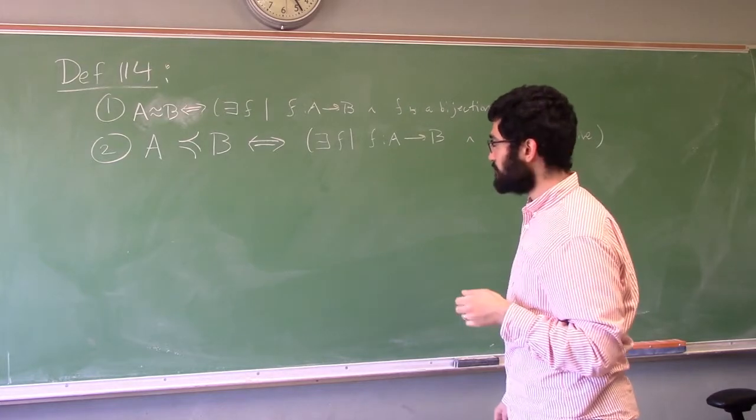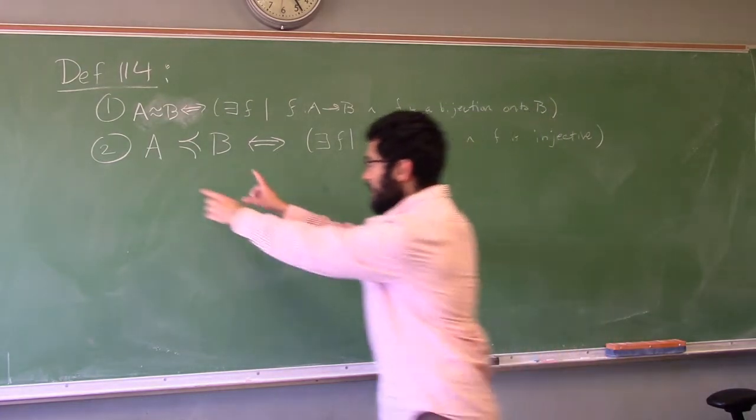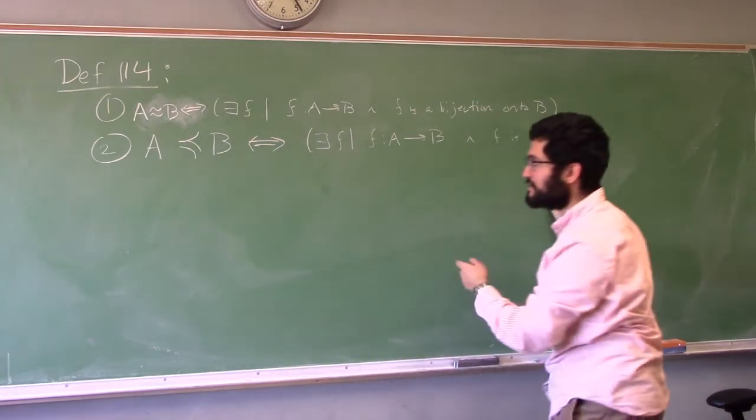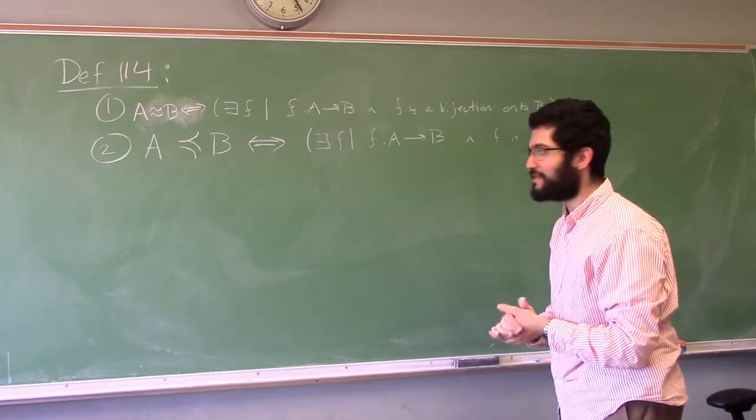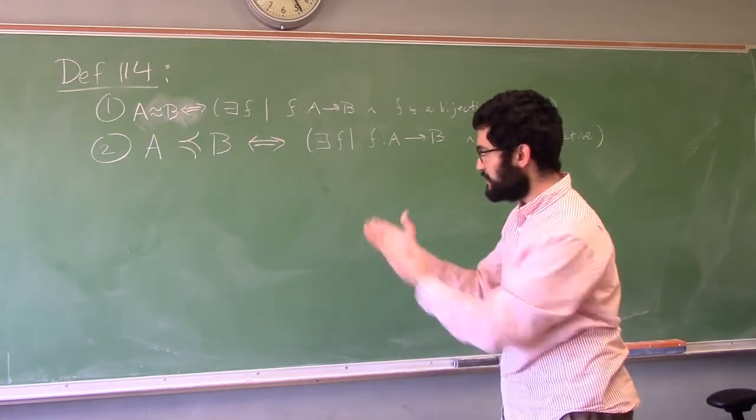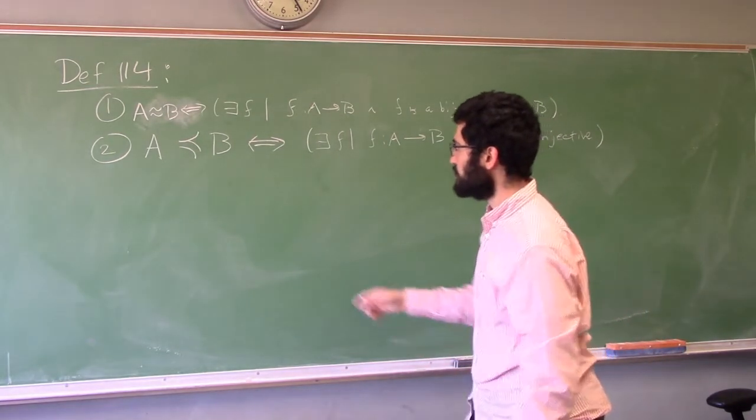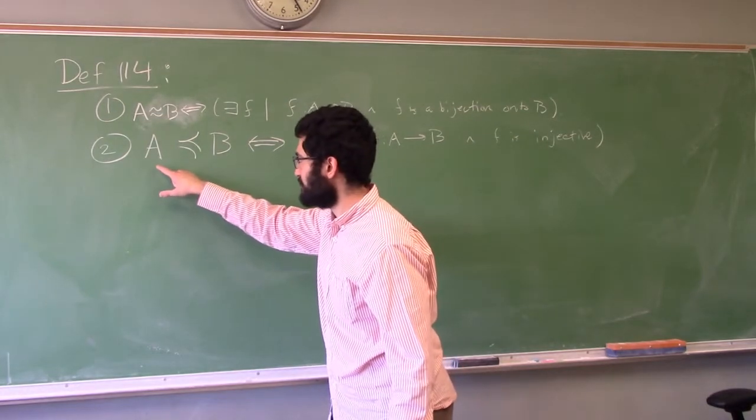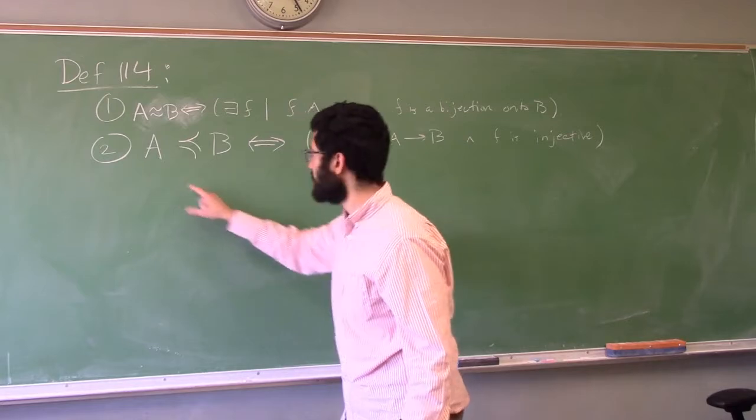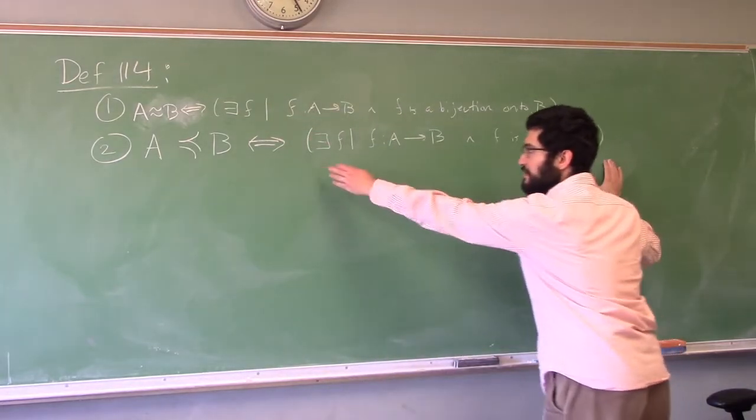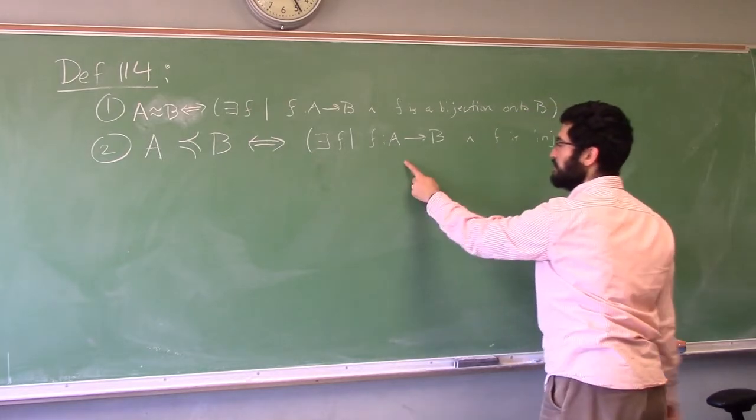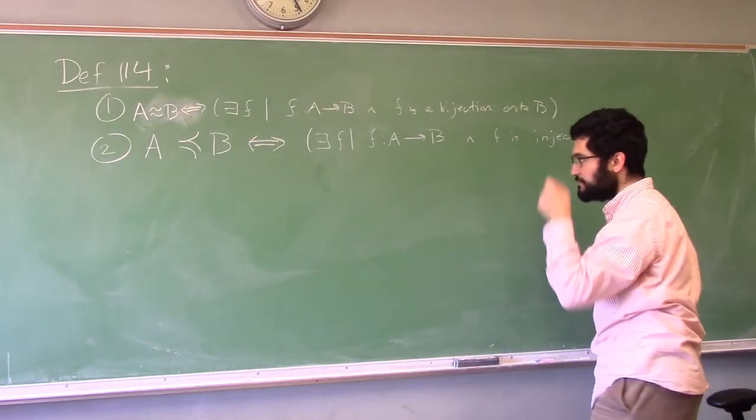That means if you want to prove things about this, then you have to use the definition. You cannot just count elements with your finger, right? You need to use the definitions to prove things. So we think of this as meaning B has at least as many elements as A, but this is what it actually means. Whatever this entails, this is what it means. That there's an injection.